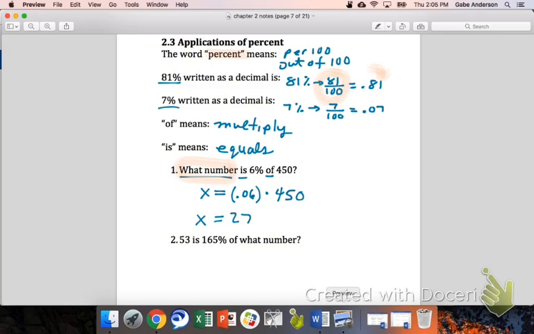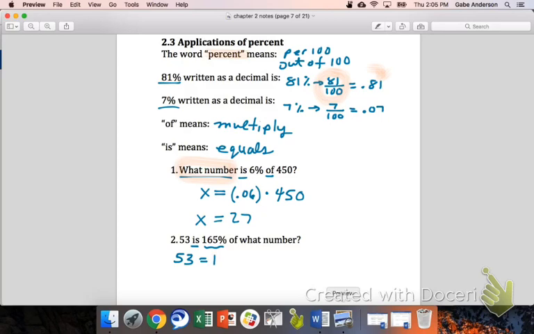Okay, number 2. This one says 53 is 165% of what number? Okay, so I'm going to just start on the left. I'm going to write down 53. The word "is" means equals. And then I come to my percent. I'm going to want to write that percent as a decimal. So notice how this 165%, this is bigger than 100%. That doesn't change how many places we move the decimal. We are still going to move the decimal 2 places to the left.